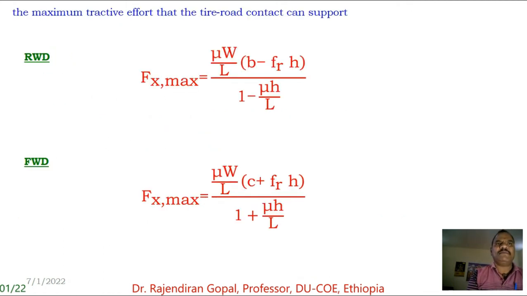Now, the maximum tractive effort that the tire-road contact can support, for rear wheel drive, Fx max is equal to mu W by L into (B minus Fr into H) whole divided by (1 minus mu H by L). For front wheel drive, Fx max is equal to mu W by L multiplied by (C plus Fr into H) divided by (1 plus mu H by L), where B is the distance from the front axle to the center of gravity, and C is the distance from the rear axle to the center of gravity.